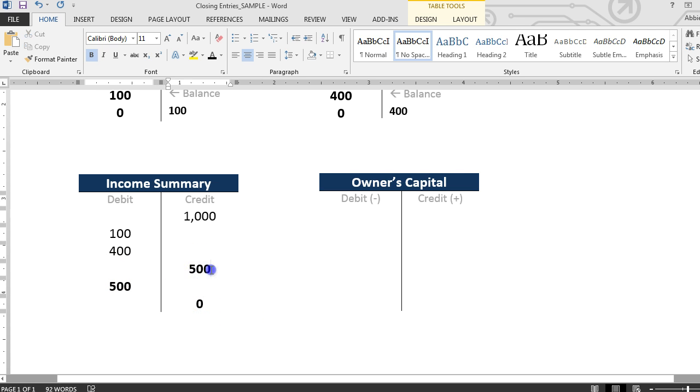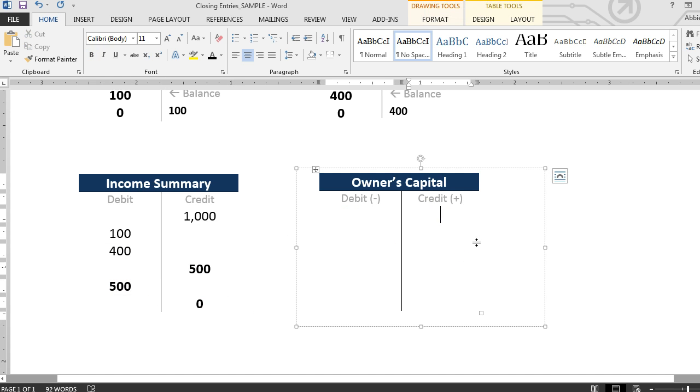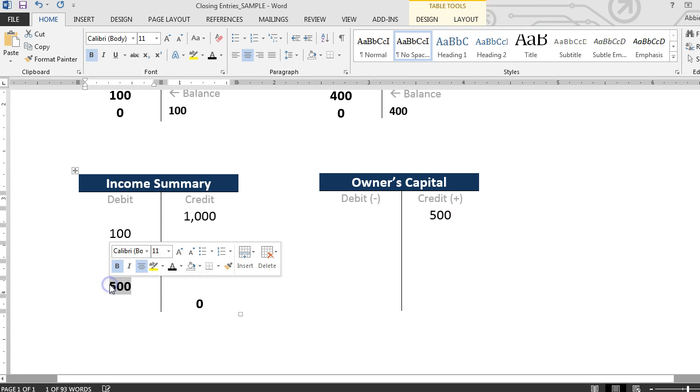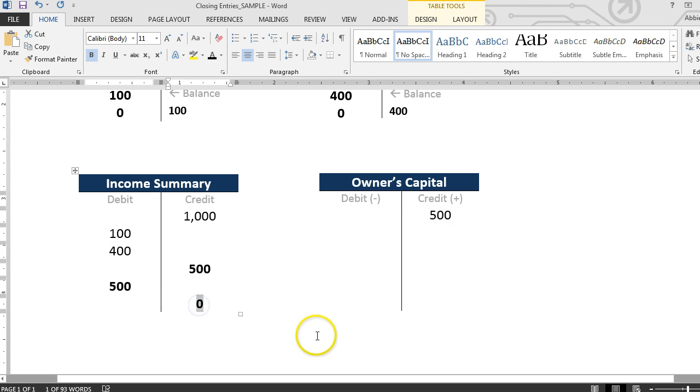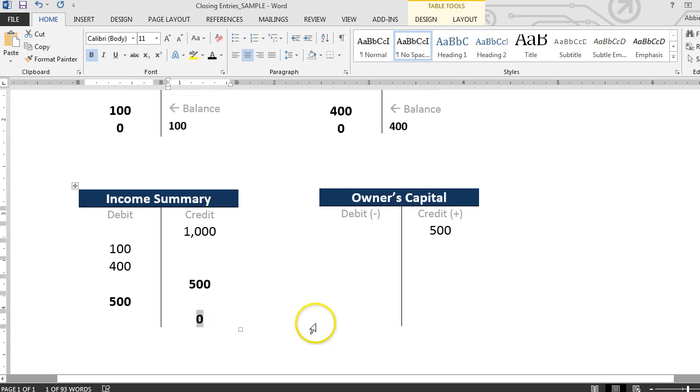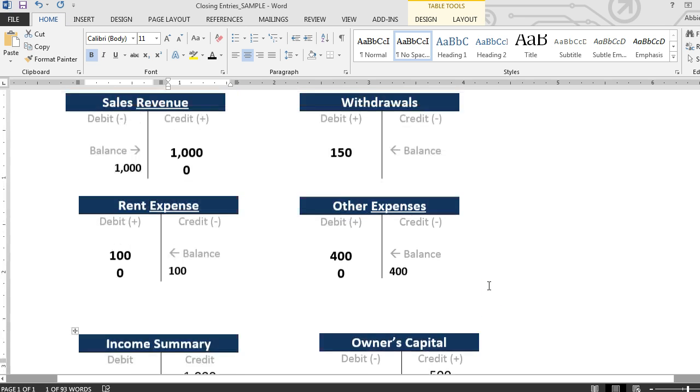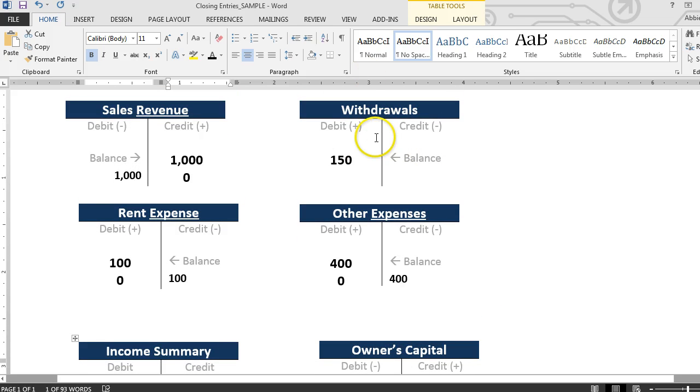All right, so we're closing this income summary by debiting $500, and so then we're going to have to credit our owner's capital account for $500. Okay, we debited over here, debit credit rule, I need to have a credit, so I'm crediting owner's capital, and now my income summary is closed. All right, so I am done with revenue, expenses, and income summary, but I still have this withdraws account.